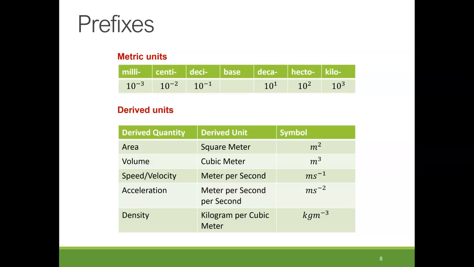Acceleration is like the rate of change for velocity, so it's velocity divided by time again, so it's meters per second per second. Density is like the amount of mass per unit volume, so it's mass divided by volume.